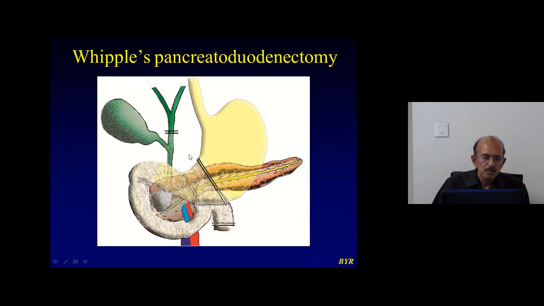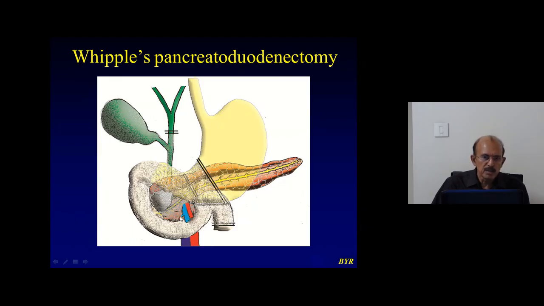So in the classical Whipple's, the pylorus is cut. In the modified Whipple's, the pylorus is preserved. So you cut the pylorus, you cut the common hepatic duct, and you cut below the duodenojejunal junction. Then you remove all this as one piece. So this includes the lymphatics, lymph nodes, everything. The tumor also is here.